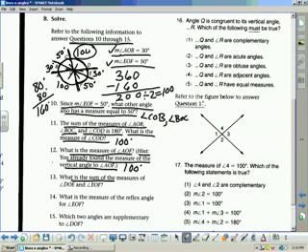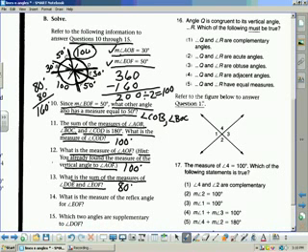Number 13, what is the sum of the measures of DOE and EOF? DOE is 30, EOF is 50, 30 and 50 is 80.